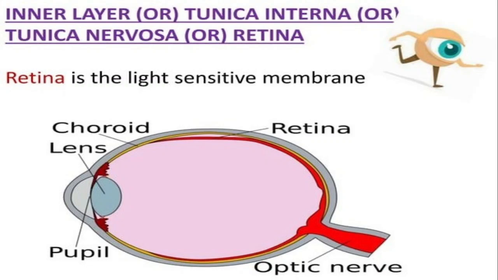The retina also contains other specialized cells such as bipolar cells and horizontal cells, which help to process and refine visual information before it is transmitted to the brain. The retina is essential for vision, and any damage or disease to this layer can result in vision problems or blindness.